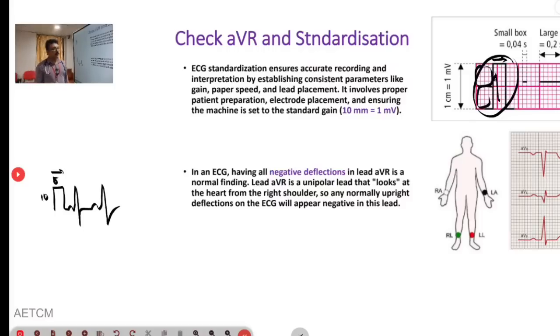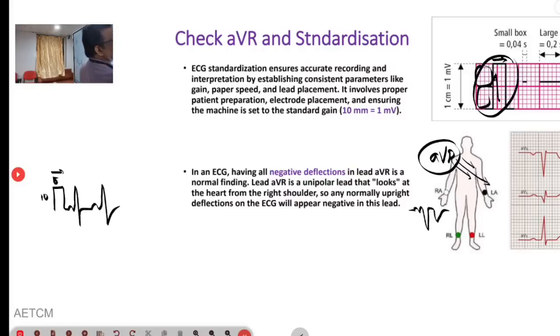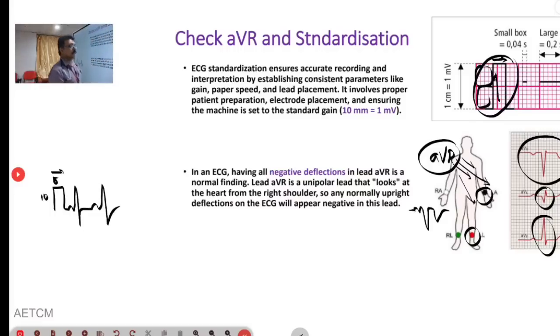Next is, as I already told, AVR. AVR is looking at the heart from the right side. The electrical axis will be towards the left. So it sees the heart from the right side and the electrical current is going away from the vector. So all the complexes will be negative. That is very important. In AVR everything will be negative, whereas AVL and AVF will be positive, because AVL is connected on this side, AVF on this side, and current is coming towards this vector. So it has to be positive.